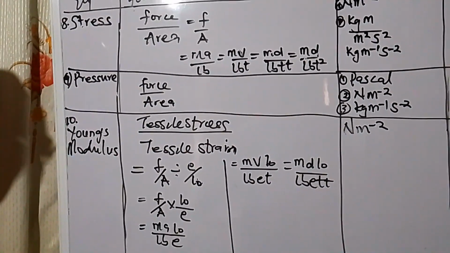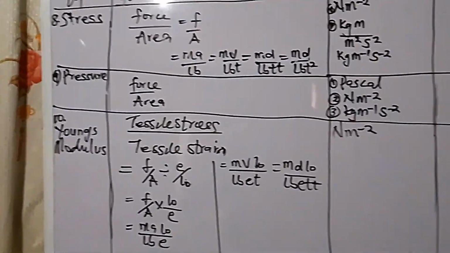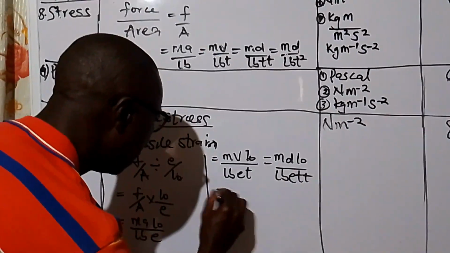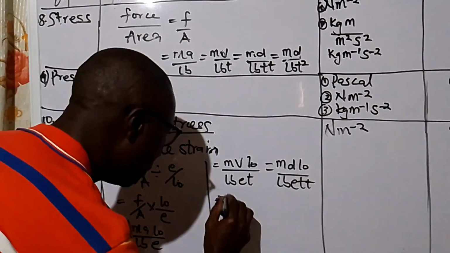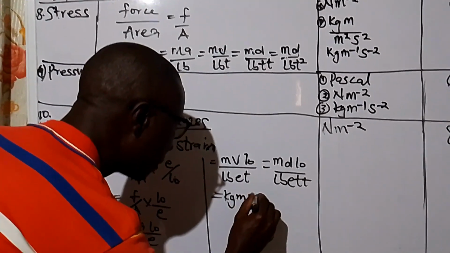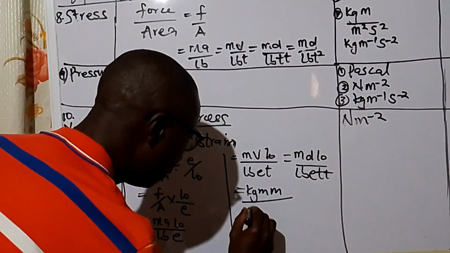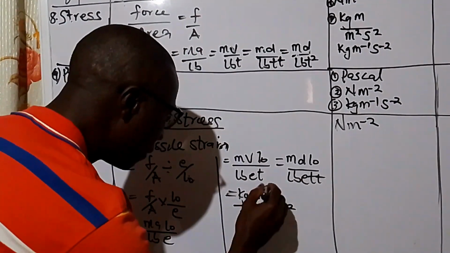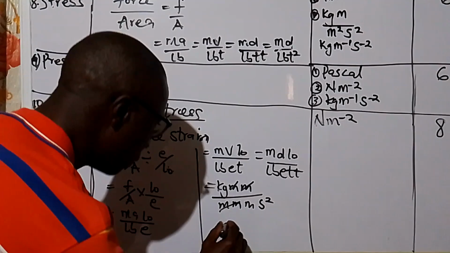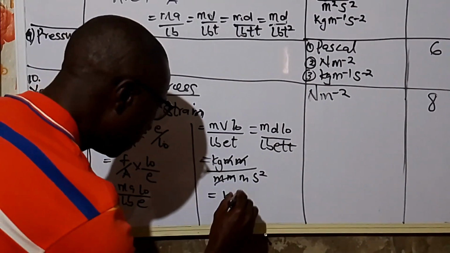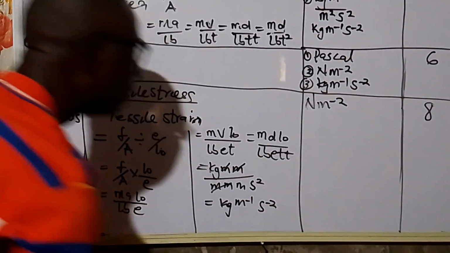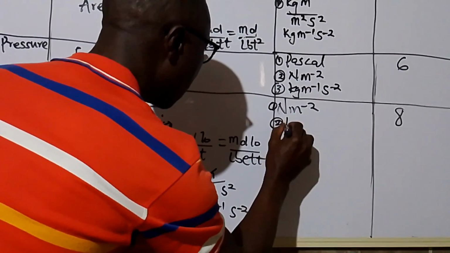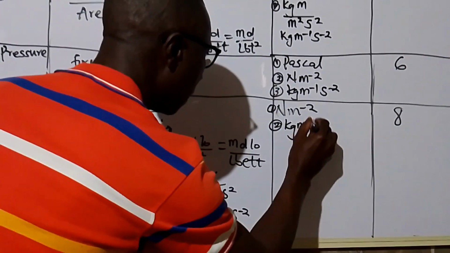Now, let's continue. I have another unit. If you come here again, let's write the unit from this place and see those quantities that I can cancel. This one will be kilogram meter over meter, another meter into second square. Therefore, we cancel this one. So we are going to have kilogram per meter per second square. Kilogram per meter per second square.